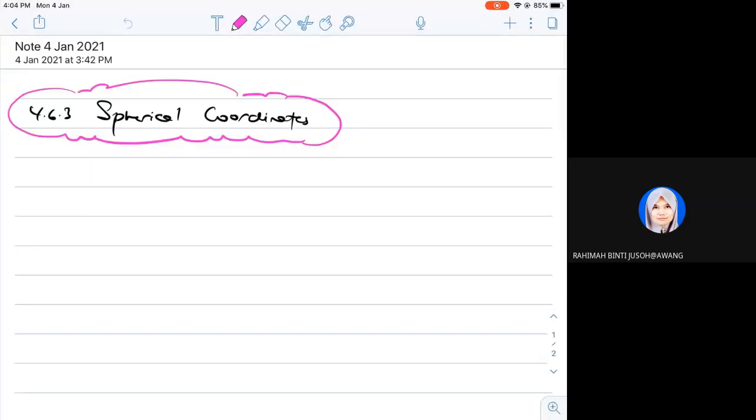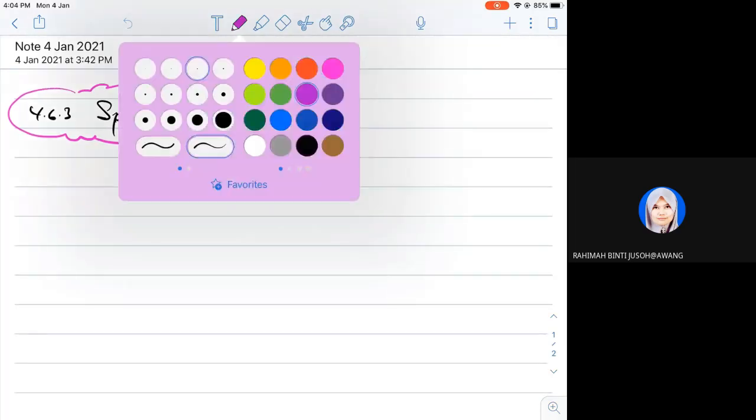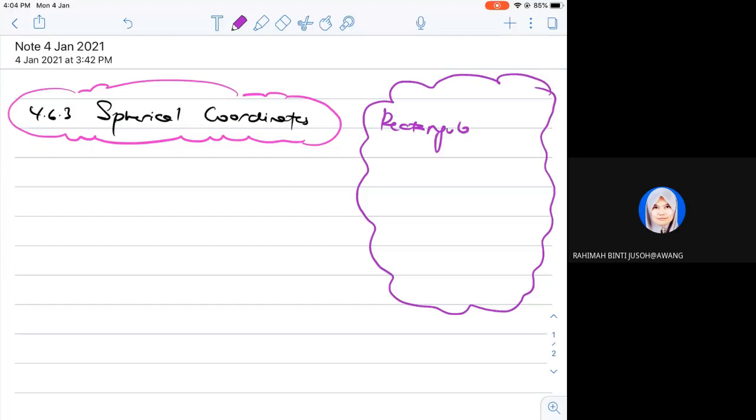Okay, so spherical coordinates. Before that, let us recall what we learned previously. We have rectangular coordinates. I want you to write down everything. Okay, please write down these notes. So rectangular coordinate, we will have x, y, and z, isn't it?